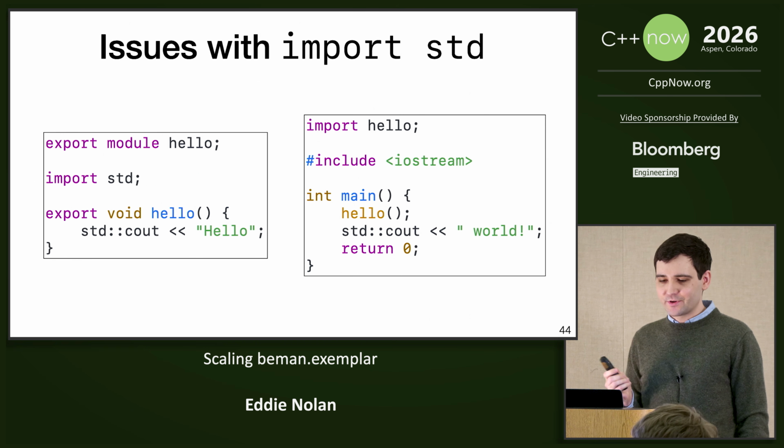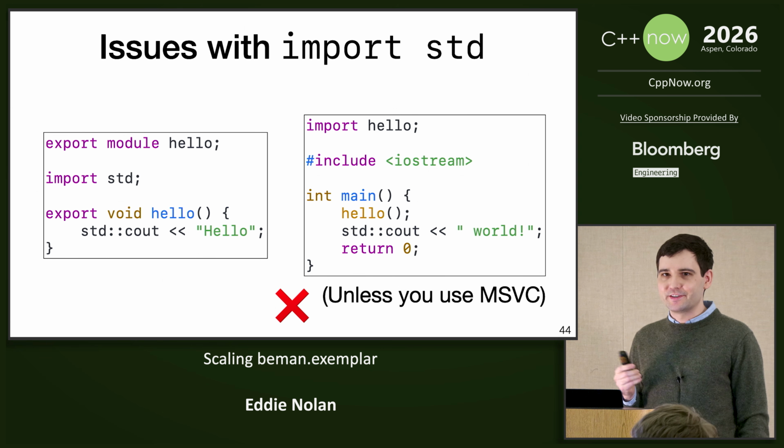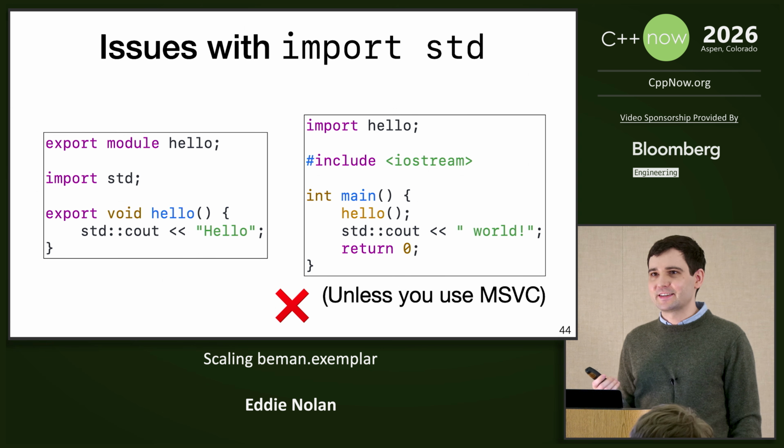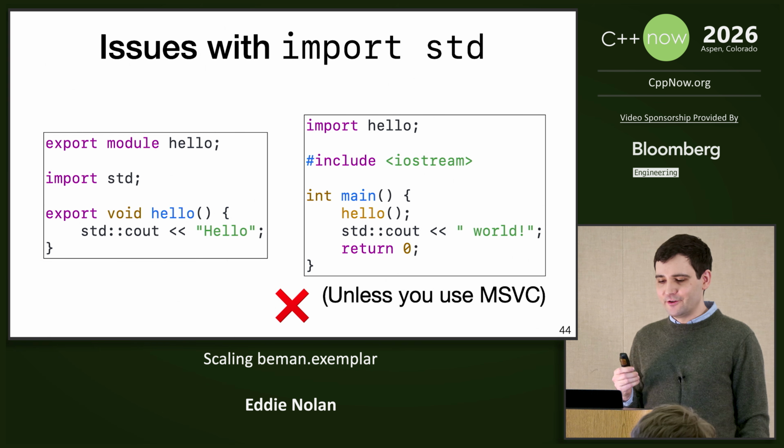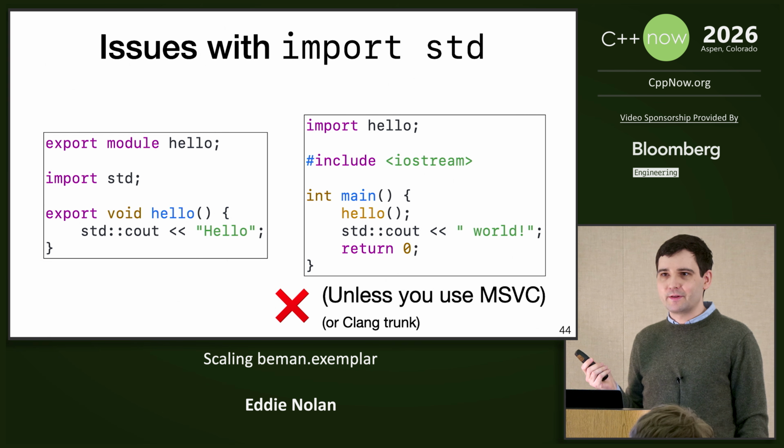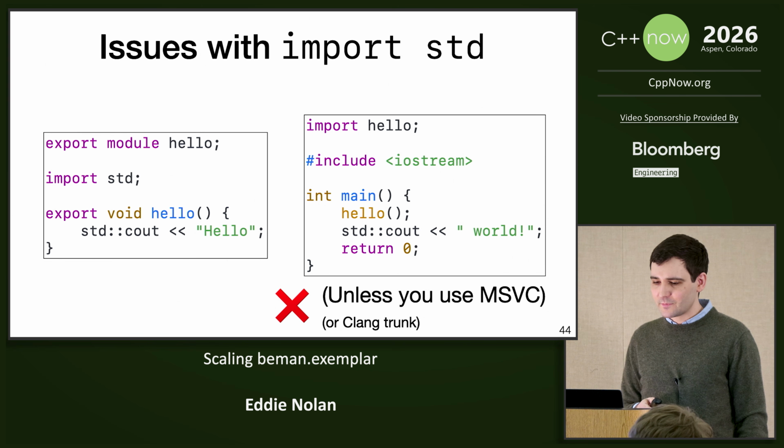If you say import std inside of your module, import that module, and then define a standard library include, the compilers tend to be quite unhappy with that, unless you use MSVC, which in my testing has had essentially 0 module problems. And also, Clang trunk seems to handle this specific example well, whereas Clang 22 still chokes on it.